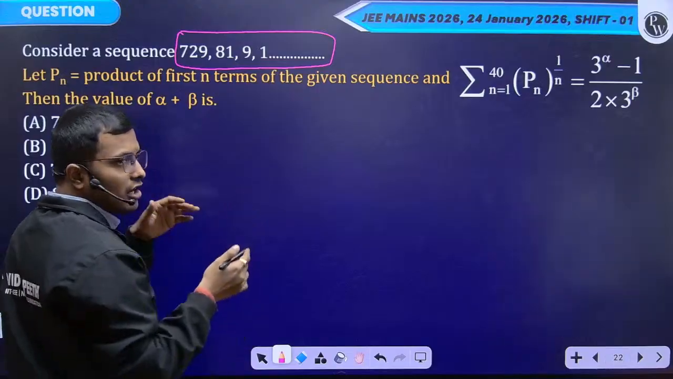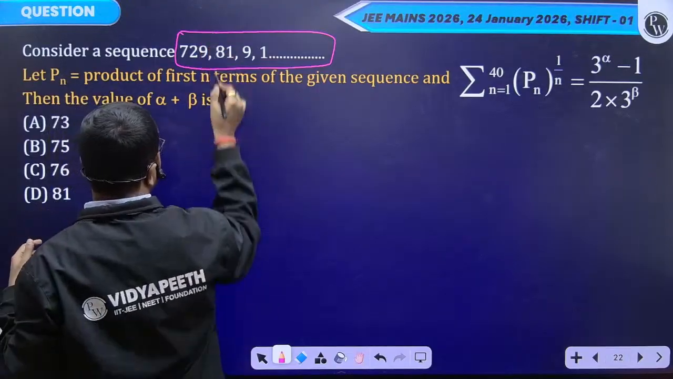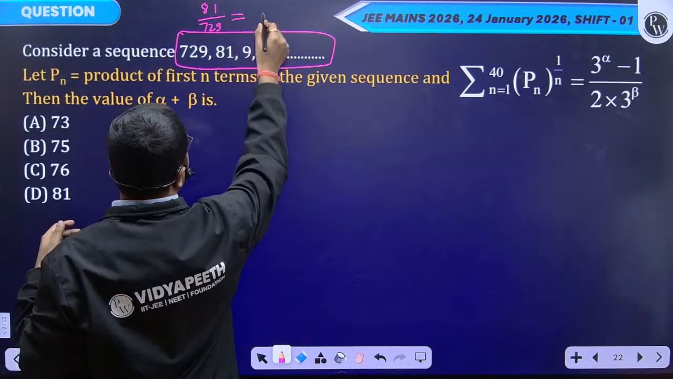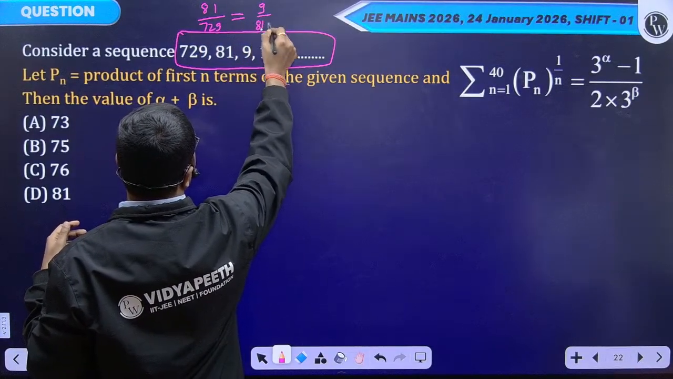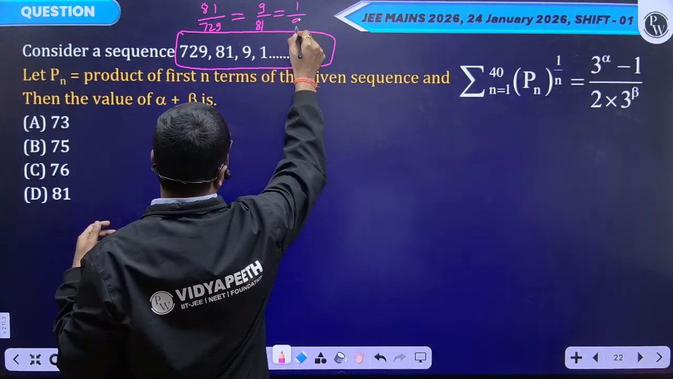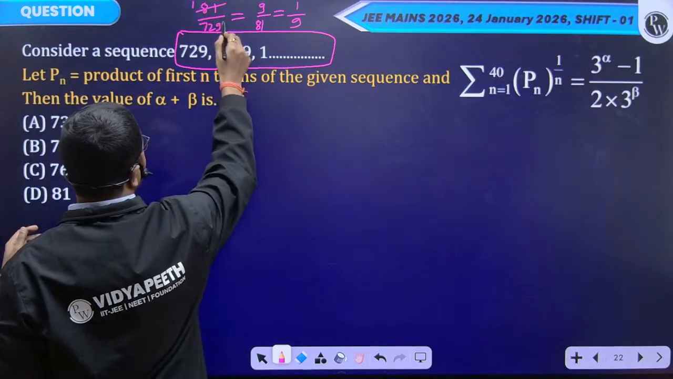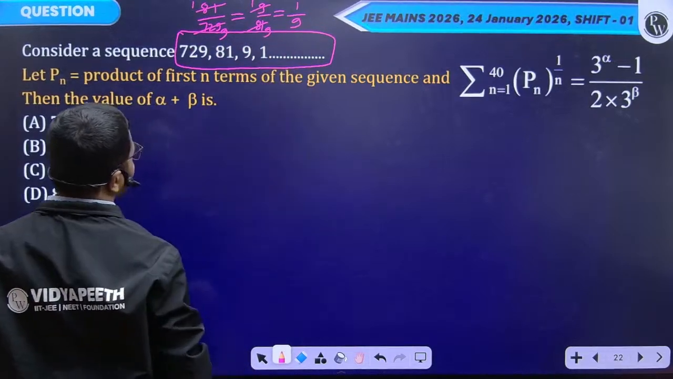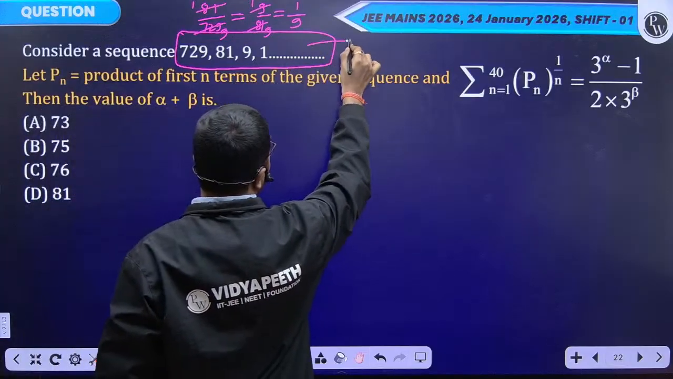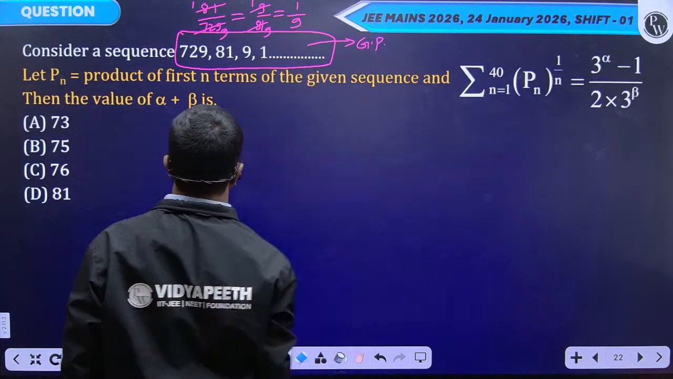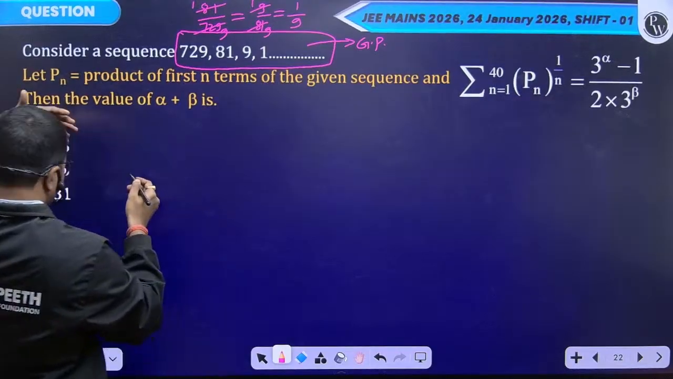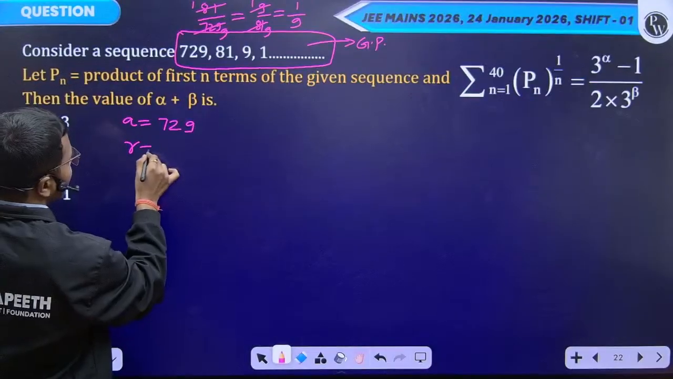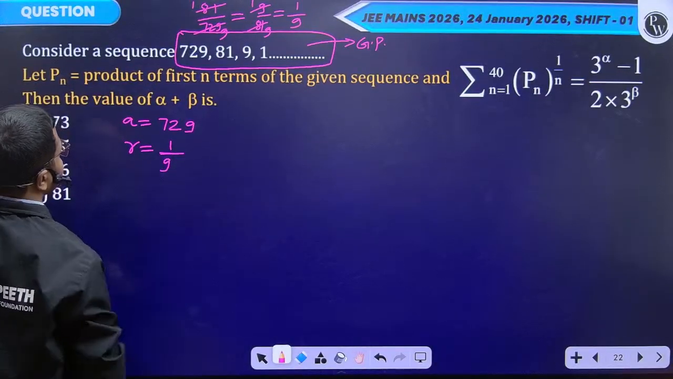Okay, for checking common ratio, second term by first term, 81 by 729, and third term by second term, 9 by 81, fourth term by third term, 1 by 9. So we are getting every ratio as same ratio. That's why we are calling it as common ratio. We got the common ratio. So that means this is a geometric progression. So let us take the first term of this geometric progression. A is equal to 729, and common ratio we got it as 1 by 9.